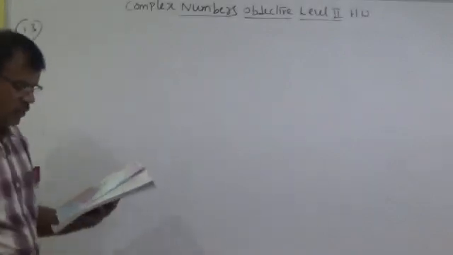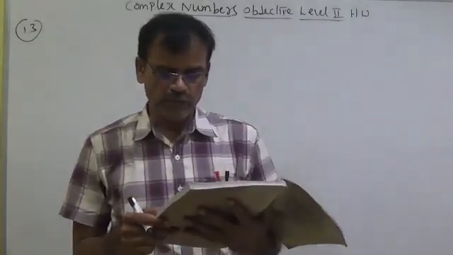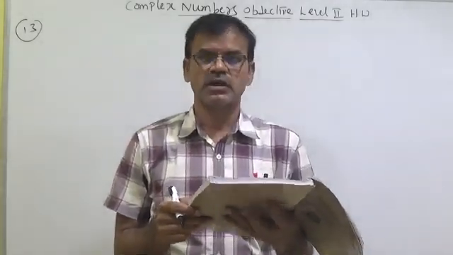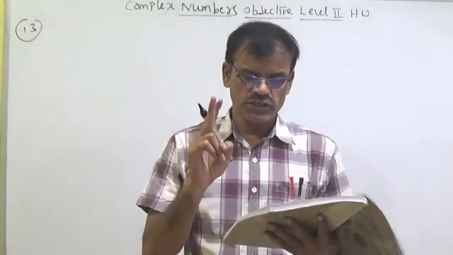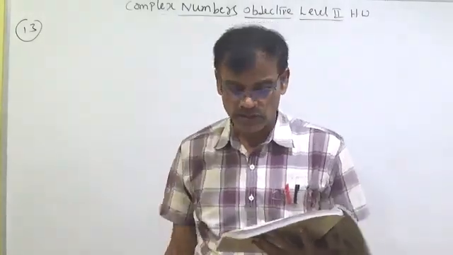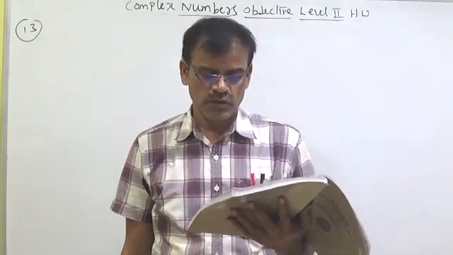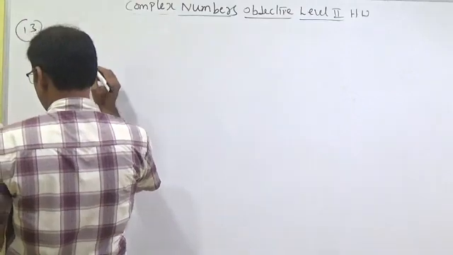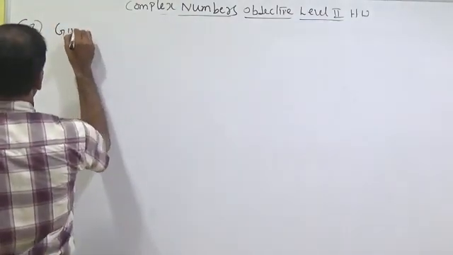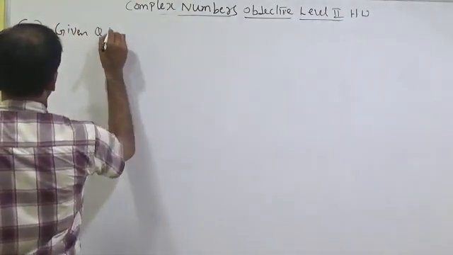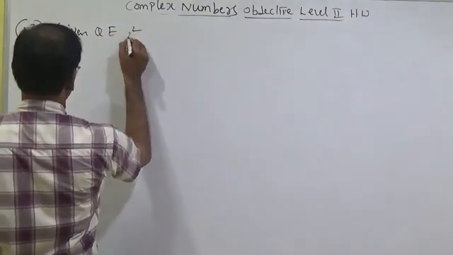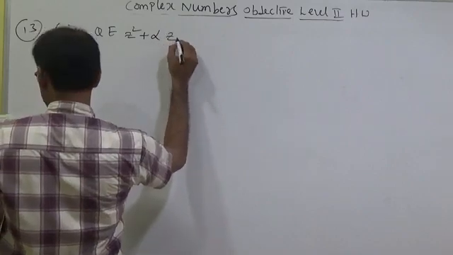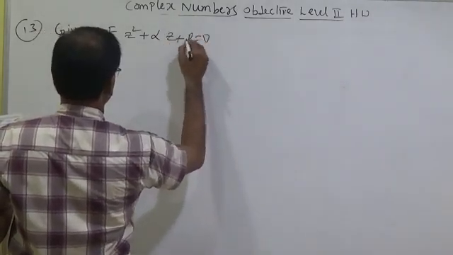13th question: Let alpha, beta be real and Z be a complex number. If Z square plus alpha Z plus beta equal to 0 has two distinct roots on the line real Z equal to 1, then it is necessary that... This is the main point for us. The given quadratic equation is Z square plus alpha Z plus beta equal to 0.